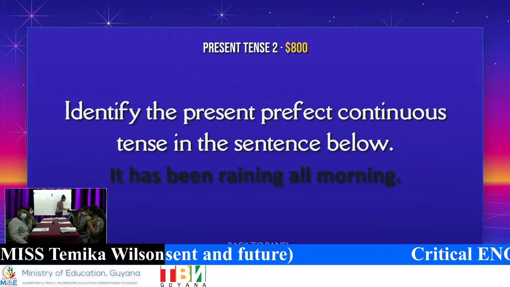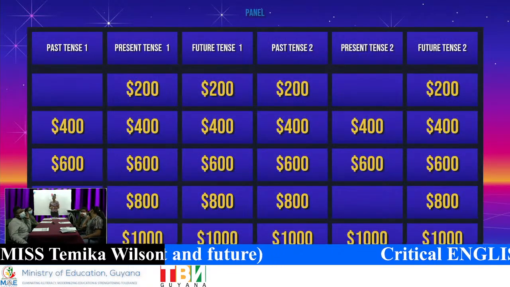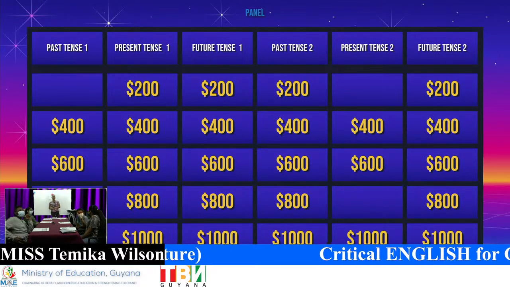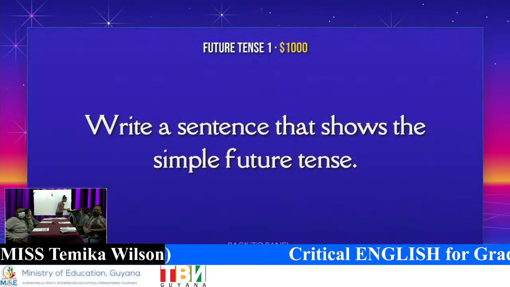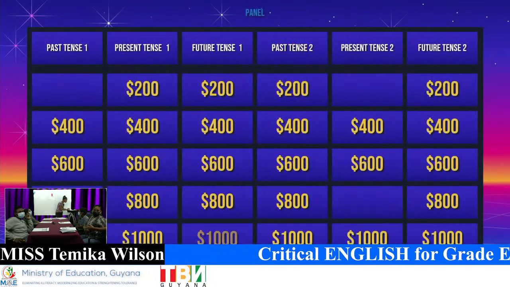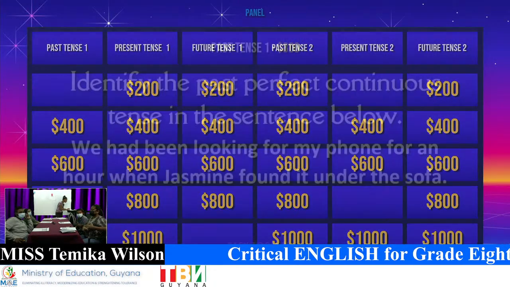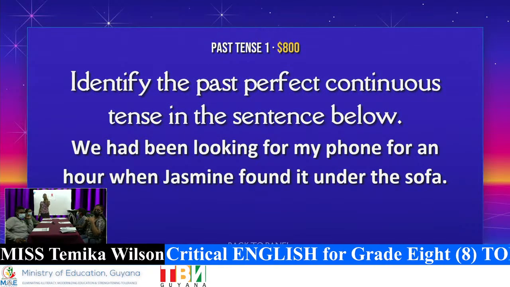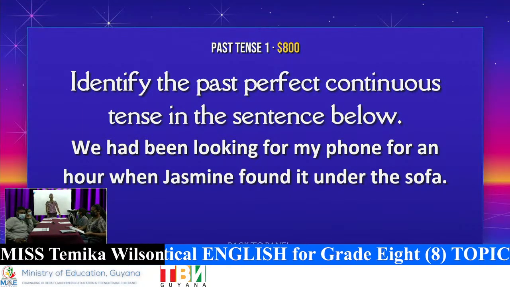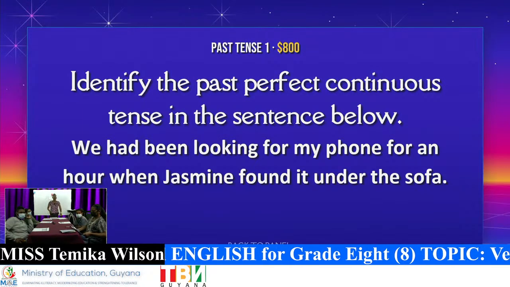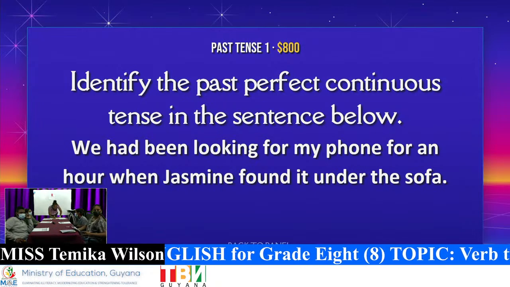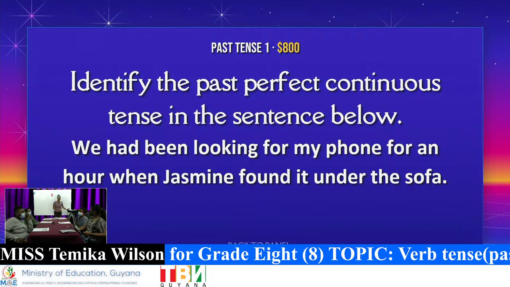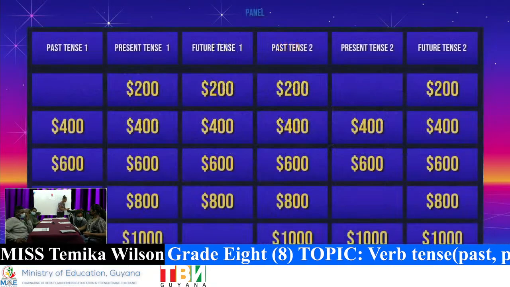Are we going to up our score? What are we going to do? How are we going to respond? Yes? Present 800. Identify the past perfect continuous tense in the sentence below. Had been looking for 800. So now they have moved ahead again. They're at 1,200 now. Alright, how are we going to respond, Lakshmi and Jacoby?